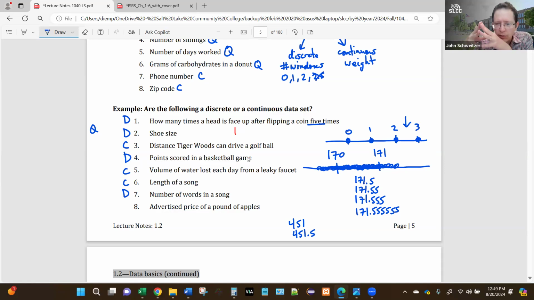Advertised price of a pound of apples, that's probably also discrete, because how much would a pound of apples cost? Maybe $2.98, maybe $2.99, but I've never been in a grocery store where it was $2.985, 6, 7, 8, something like that, right? They always clip it off at 2 decimal places. So we could consider that as a discrete variable.